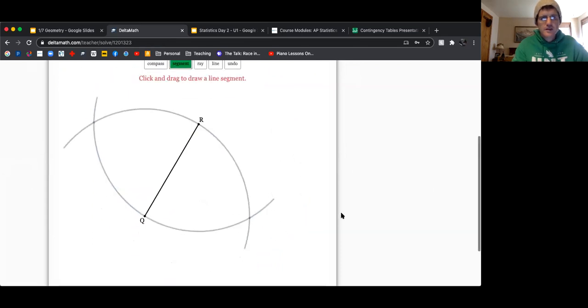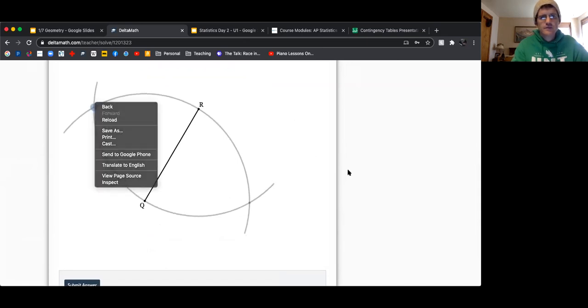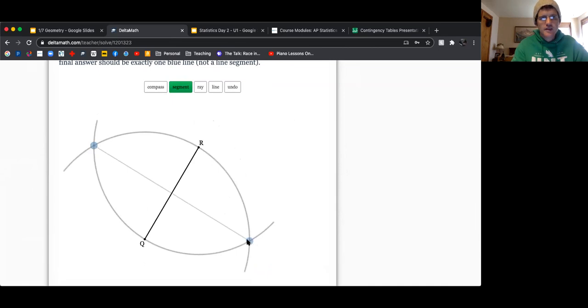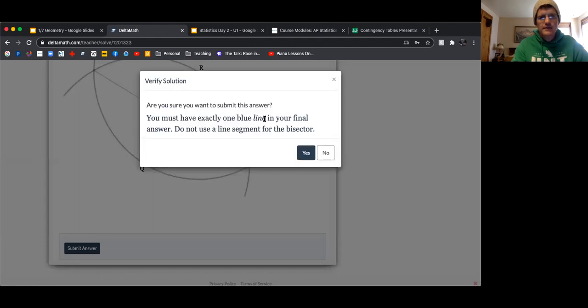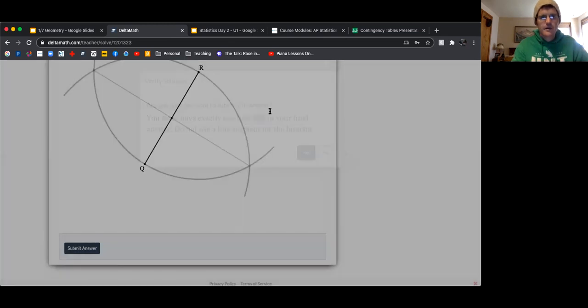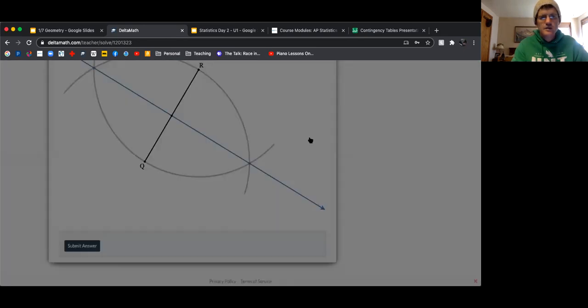And remember I said that a perpendicular bisector is a line. So if I try and draw this as a segment, it's not going to let me. I'm going to try and submit my answer, and it's going to say, oh, it needs to be a line. Okay, so I will go back. I will undo that. I'll draw this as a line instead. There we go.